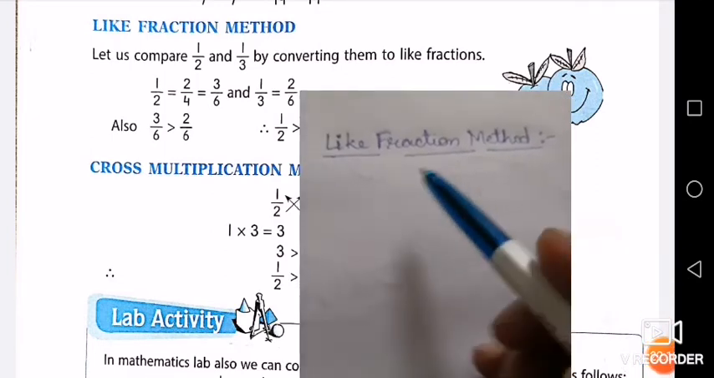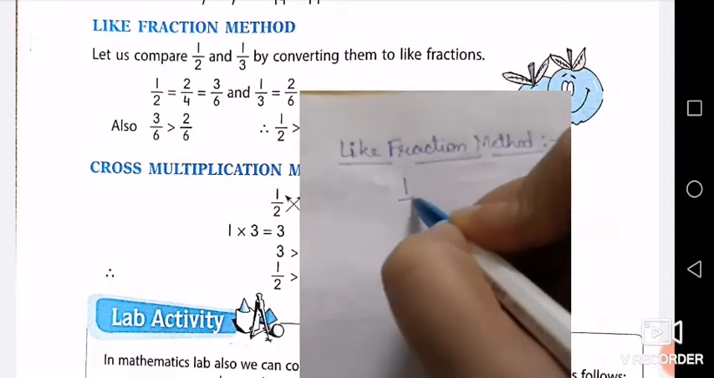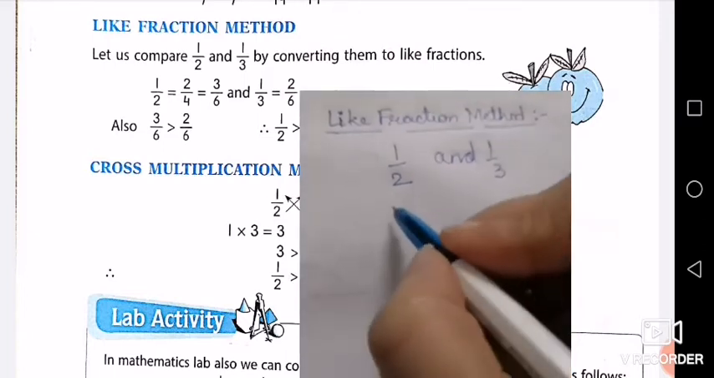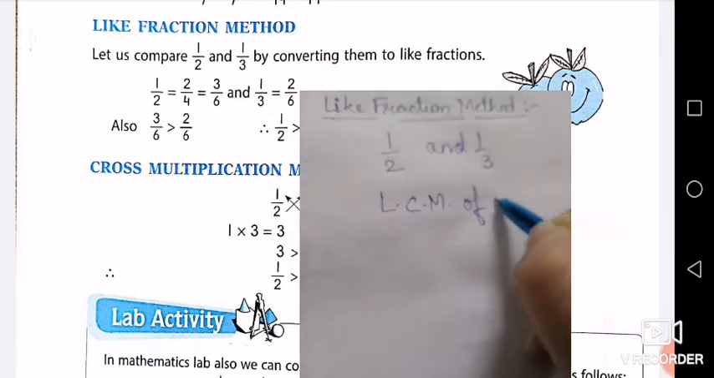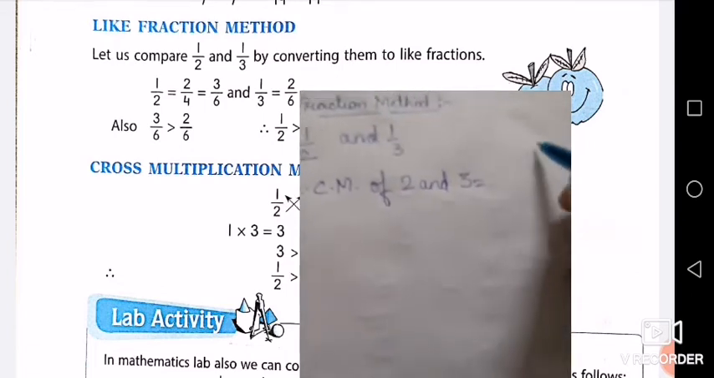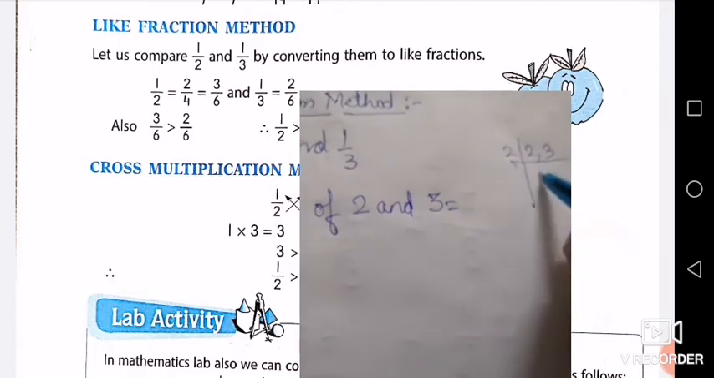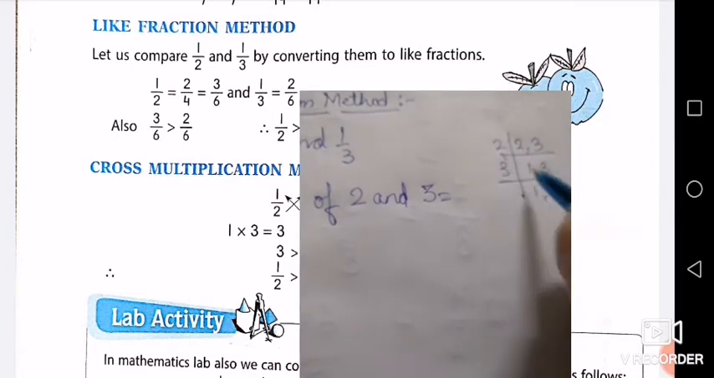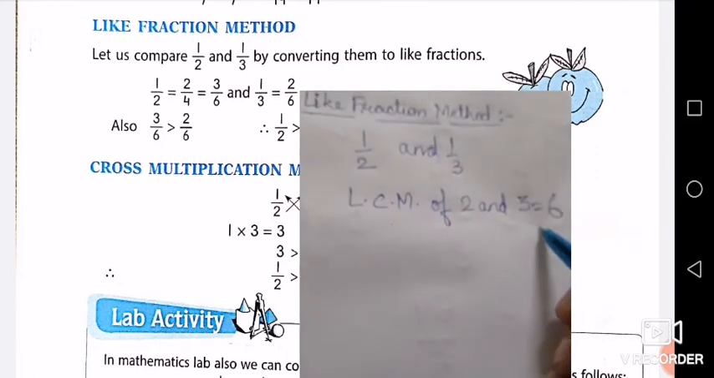So now the first method is like fraction method for comparison. Now you have been given the two unit fractions, that is 1 by 2 and 1 by 3. So here we can find the LCM of 2 and 3. Now what is the LCM of 2 and 3? We will find it: 2 one times and 3 one times. Now this part you can do in rough, 3 twos are 6. So the LCM of 2 and 3 will become 6.